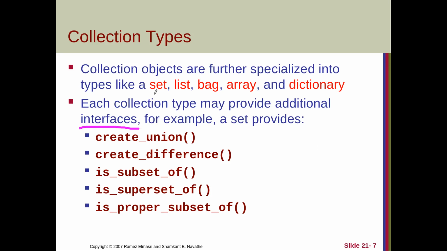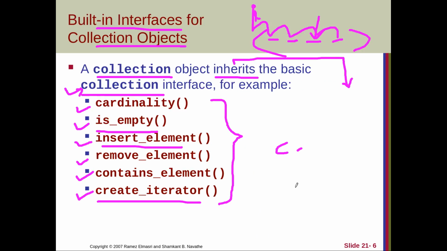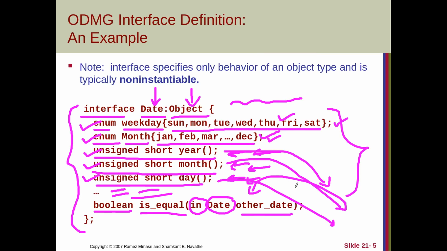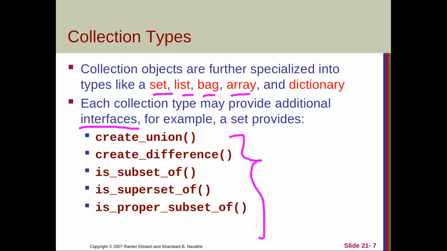Now each collection type may provide an additional interface. Every collection type will have its own corresponding interface that is already built in, and these interfaces will have some operations similar to the previous case, like what we were discussing in the general collection interface and in the case of the date interface. Similarly, individually for each collection type we have separate interfaces available, and some example operations present in these type interfaces are given below.